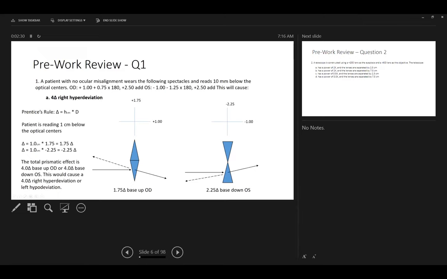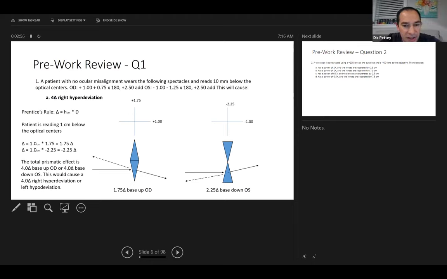I guess I had a question, and maybe it's intuitive, but we have a base up prism in the right eye and a base down prism in the left eye. And so why are we adding the prism as opposed to subtracting the prism?